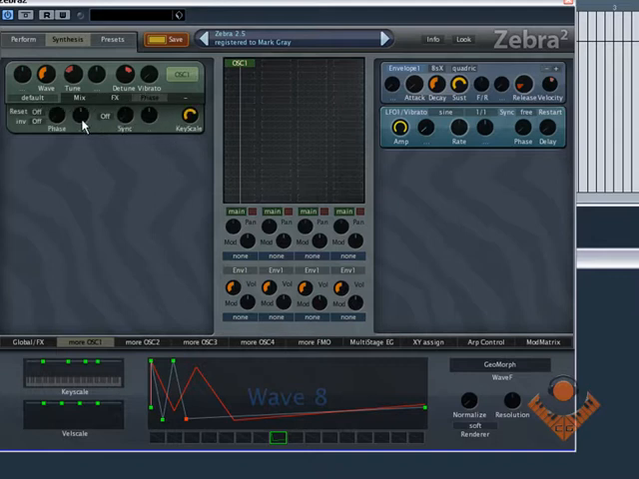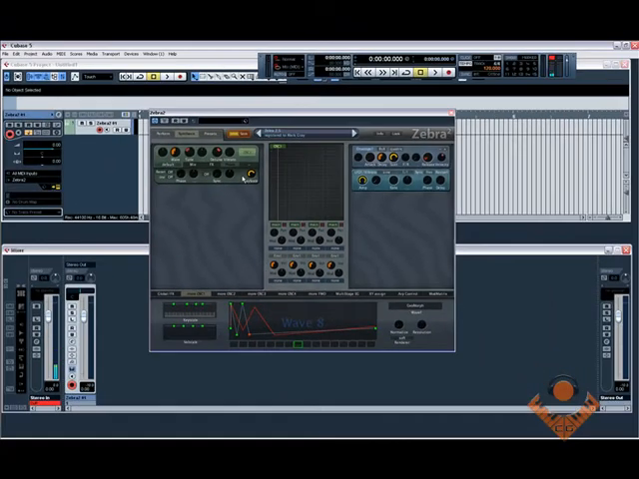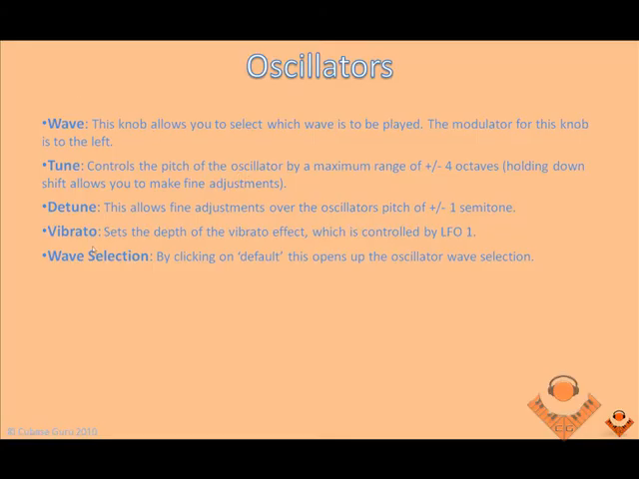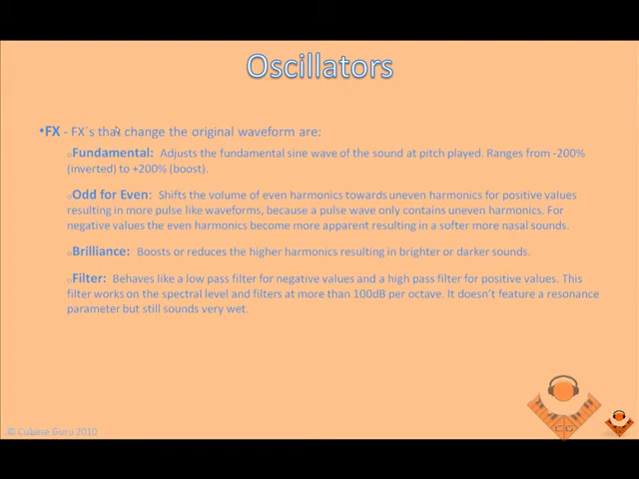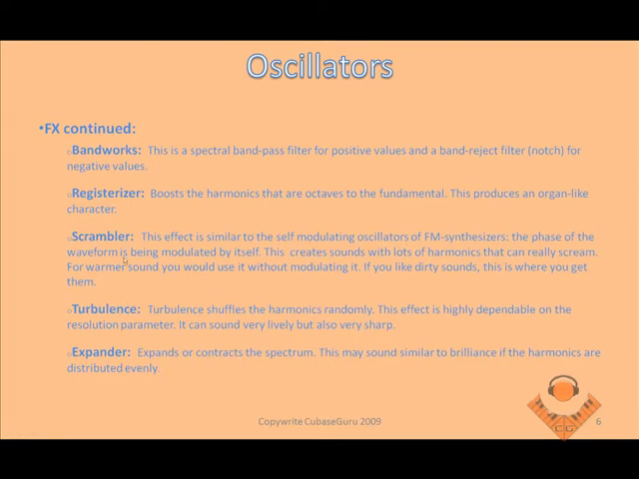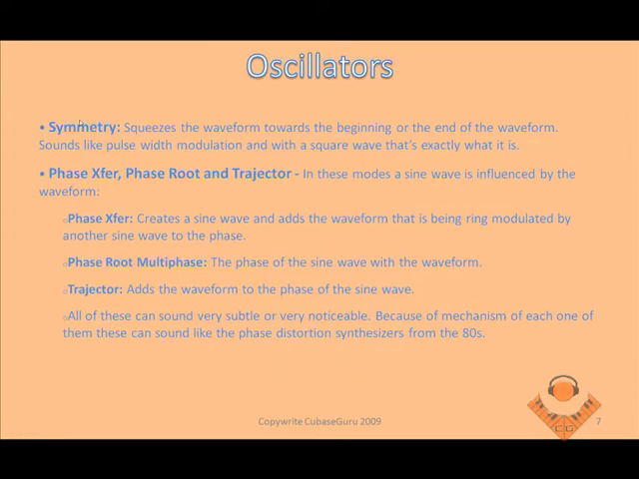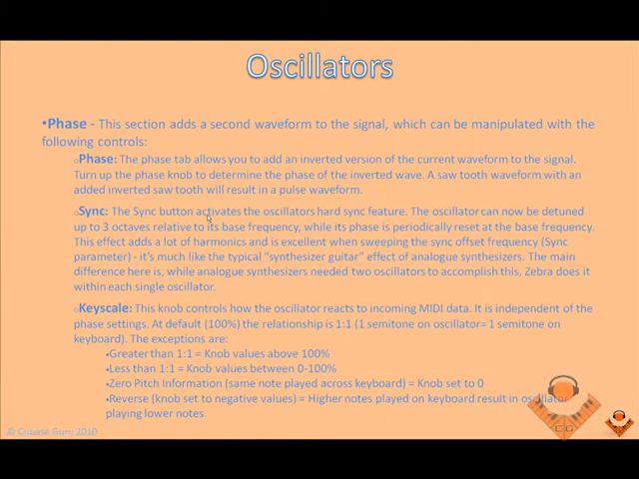And you've got the phase section, which we've covered in detail in a previous video. So if I go back to look at the text, so you know what those do. Now here, the effects section, what I've done is I've actually listed every one of the effects. So you can see here fundamental, odd for even, brilliance and filter, and it does go on. Bandwidth, registrizer, scrambler, turbulence, symmetry, phase crossfire, phase root, trajector, ripples, Formanzilla, fractals.